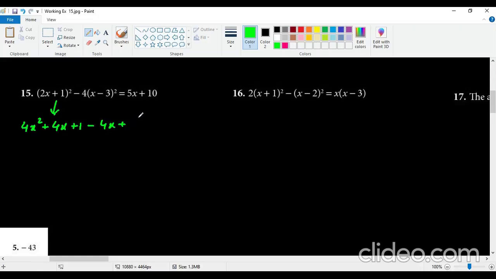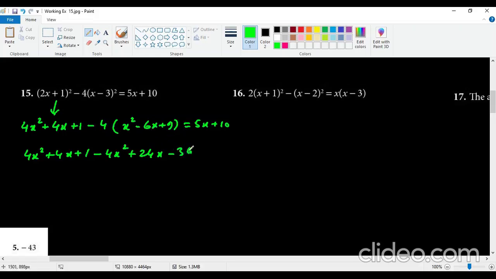But before that, we have to expand the bracket itself. In the bracket, it's x square minus 6x plus 9 equals 5x plus 10. We'll keep this one as it is for now. 4x square plus 4x plus 1, and this is going to be a negative 4x plus 1. Negative 4x square, minus minus is a plus 4 times 6 is 24x, minus 4 times 9 is minus 36, equals 5x plus 10.